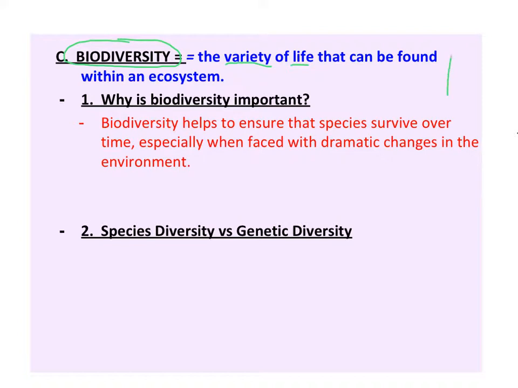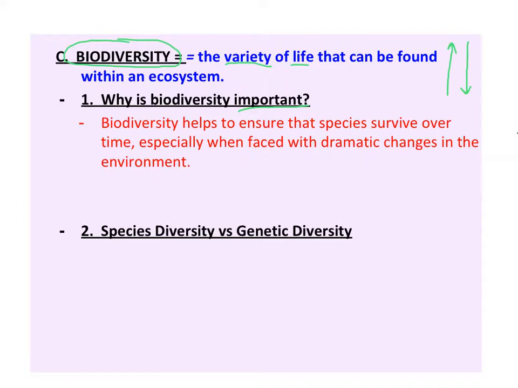Is there a lot of different plants and animals living in an area, different types? That would be high biodiversity. Is there a very low amount of different species of plants and animals living in an area? That would be low biodiversity. Alright, so why are we even talking about biodiversity? Why is it important? Definitely know this.